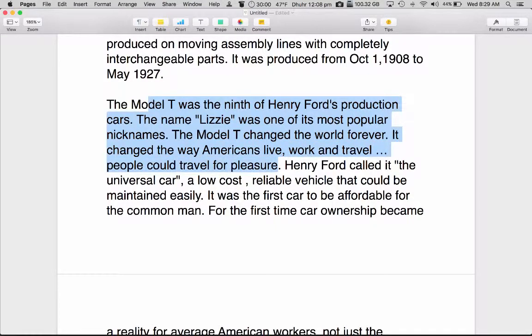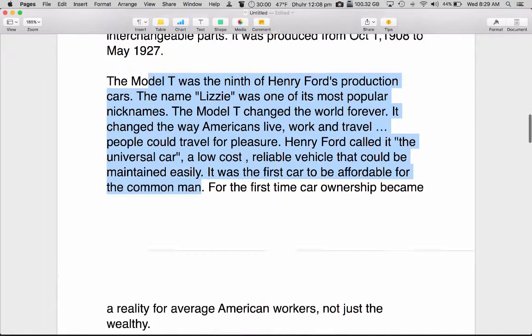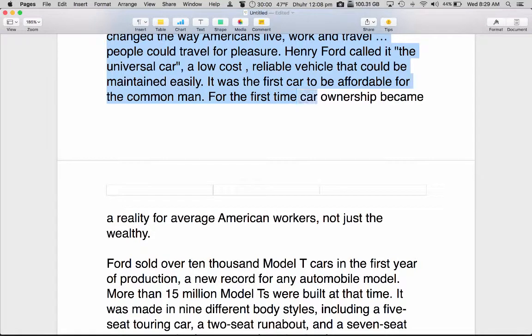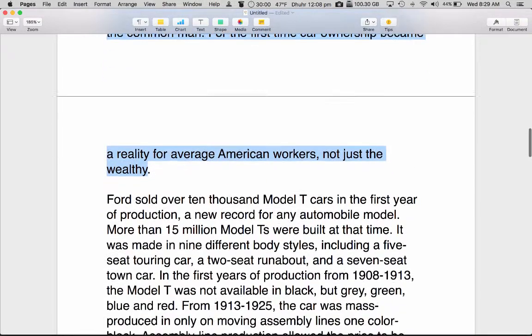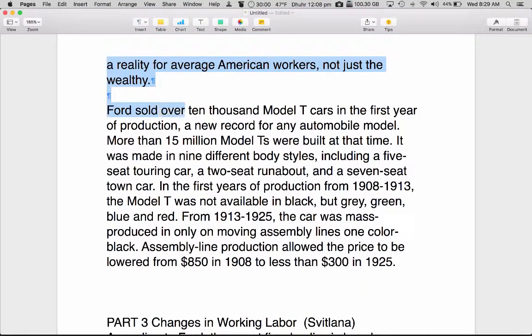People could travel for pleasure for the first time. Henry Ford called it the universal car, a low-cost, reliable vehicle that could be maintained easily. It was the first car to be affordable for the common man. For the first time, car ownership became a reality for average American workers, not just the wealthy. Ford sold over 10,000 Model T cars in the first year of production, a new record for any automobile model. More than 15 million Model Ts were built at that time.